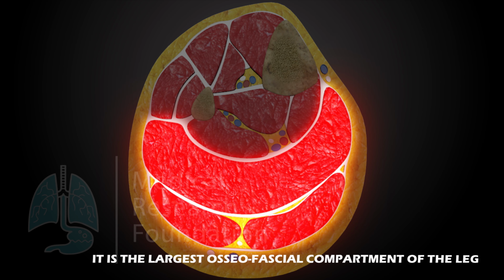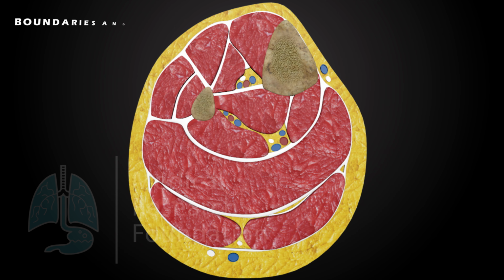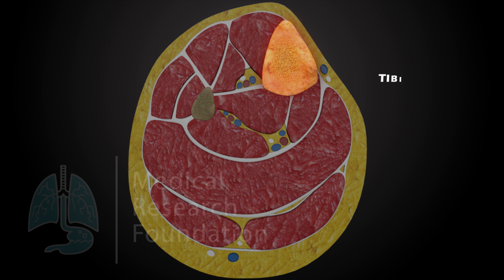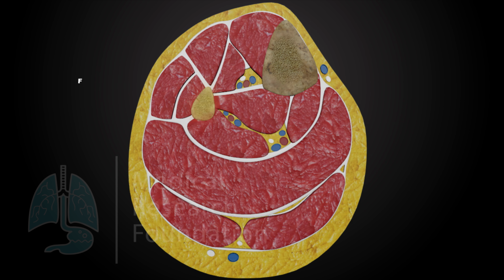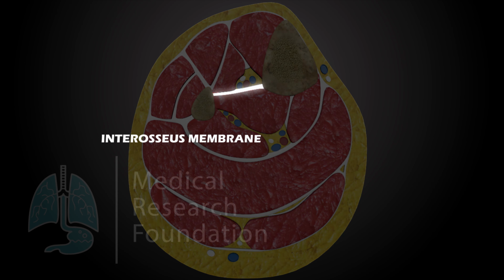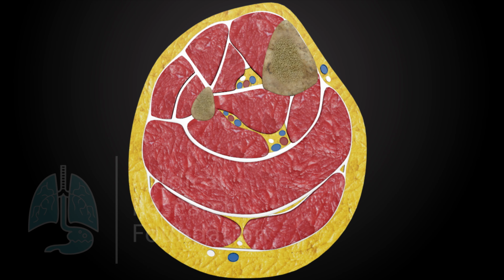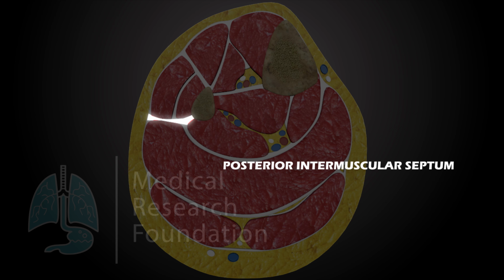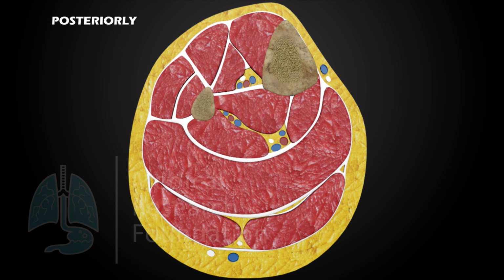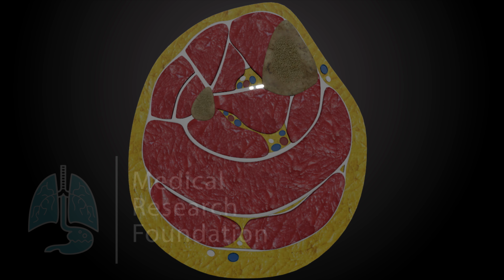It is the largest osteofascial compartment of the leg. Boundaries and subdivisions. Anteriorly, by posterior surfaces of the tibia, fibula, interosseous membrane, and posterior intermuscular septum. Posteriorly, by deep fascia of the leg, extending from the medial border of the tibia to the posterior intermuscular septum.